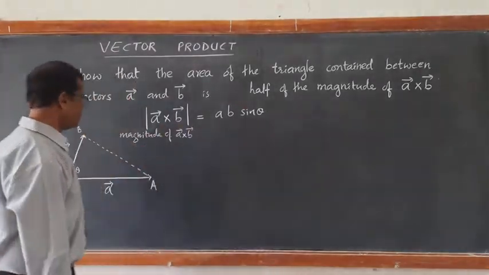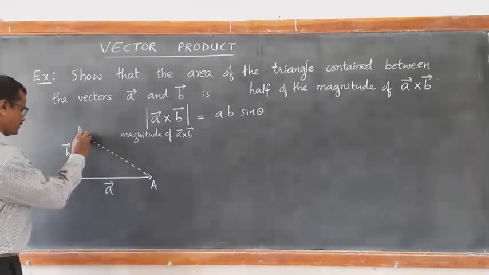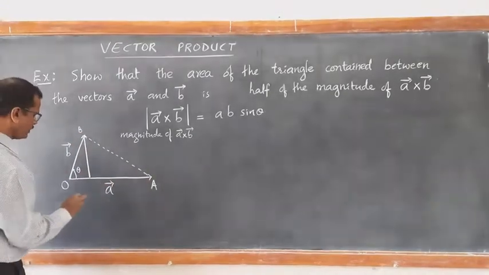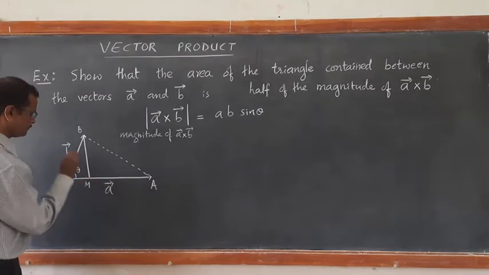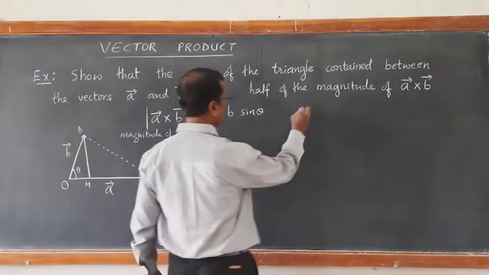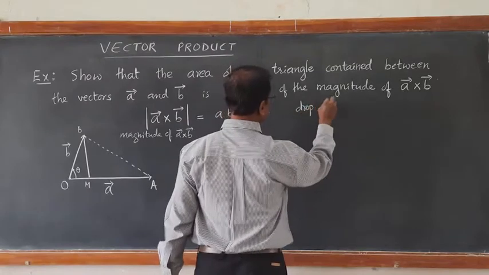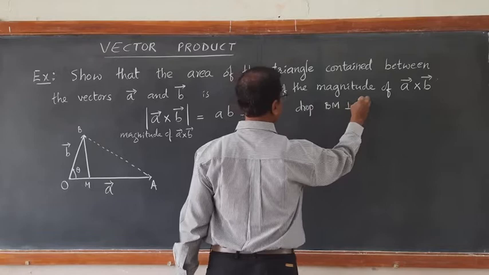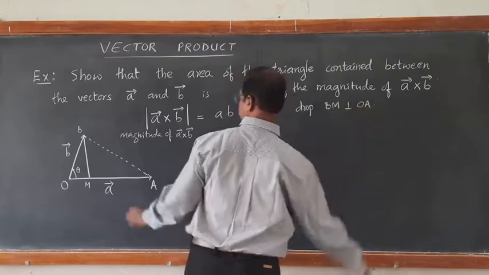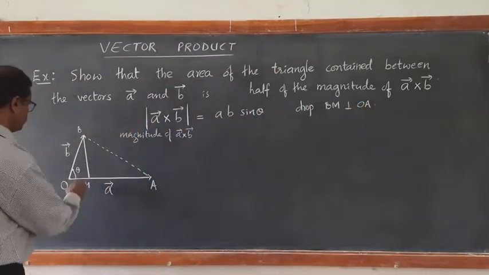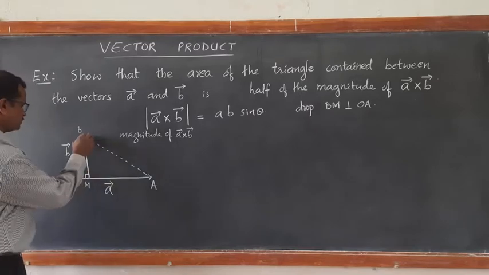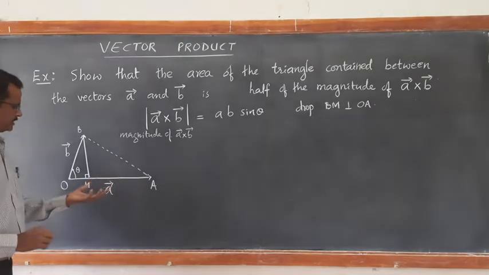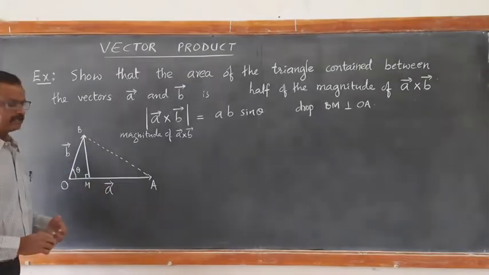Let us find out from the diagram. Draw a perpendicular from B on the side OA. Call this one BM. BM is perpendicular to OA. Then BM becomes the height of this triangle. Got it? BM becomes the height of the triangle.